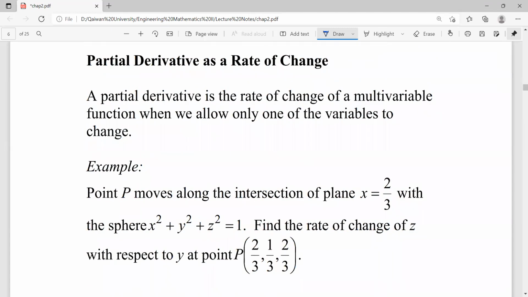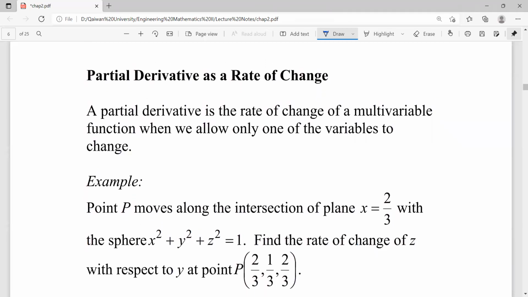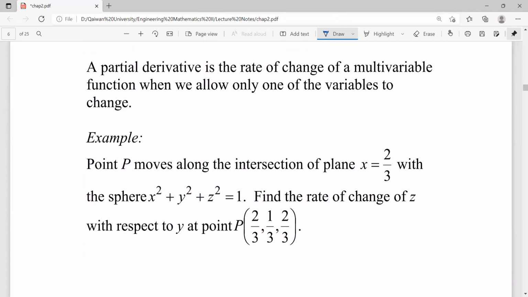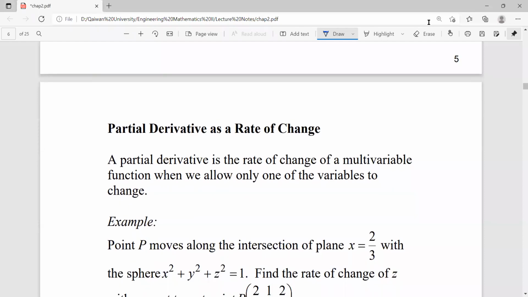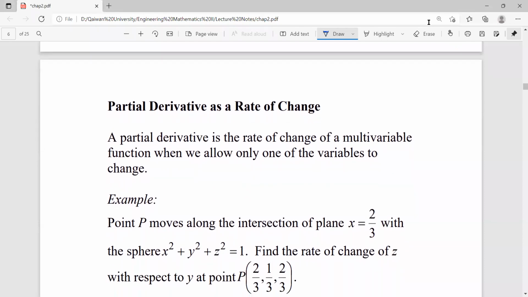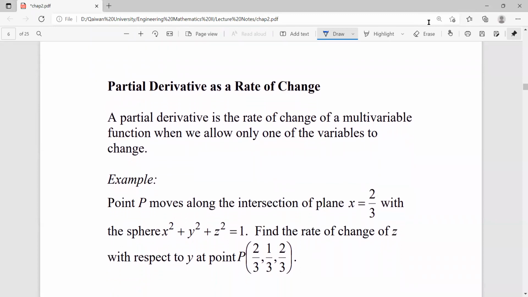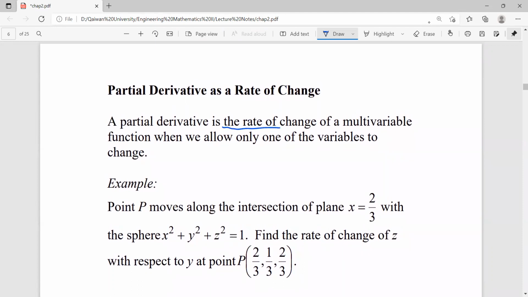We now have partial derivative as rate of change. So let's take a break for 5 minutes. Okay. Here we have partial derivative as a rate of change. A partial derivative is the rate of change of a multivariable function when we allow only one of the variables to change.